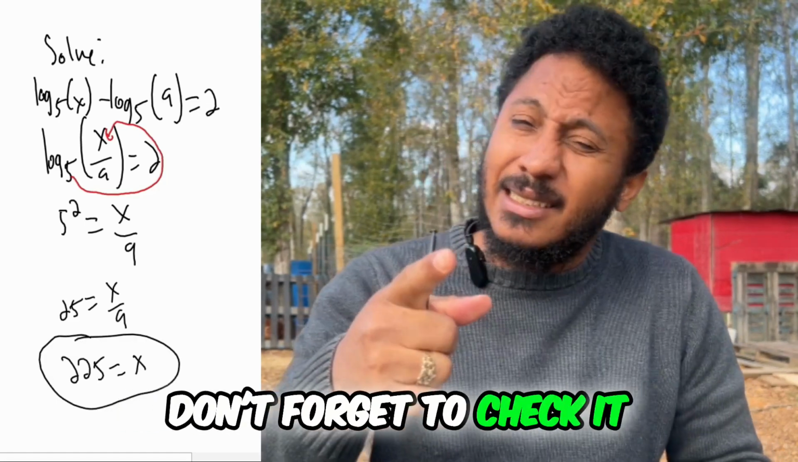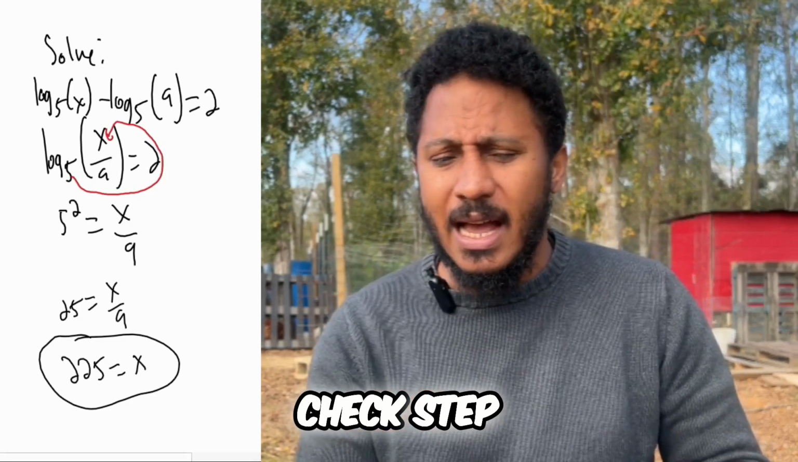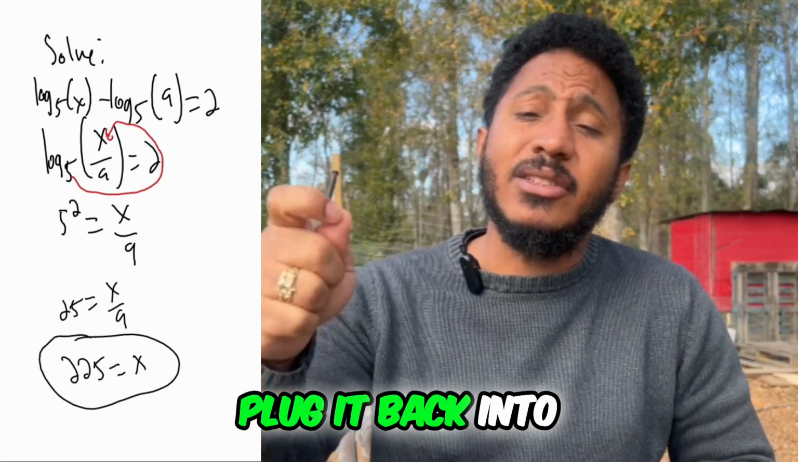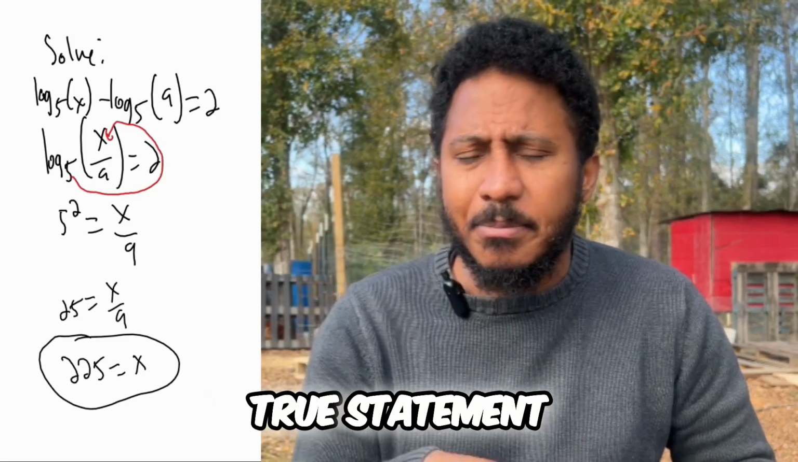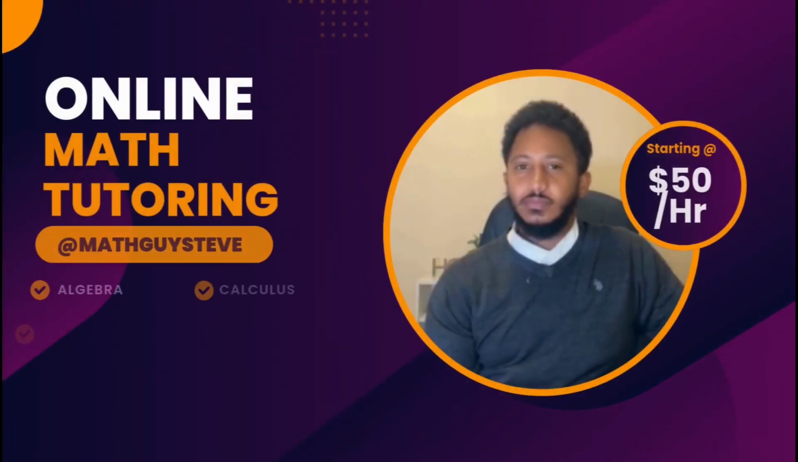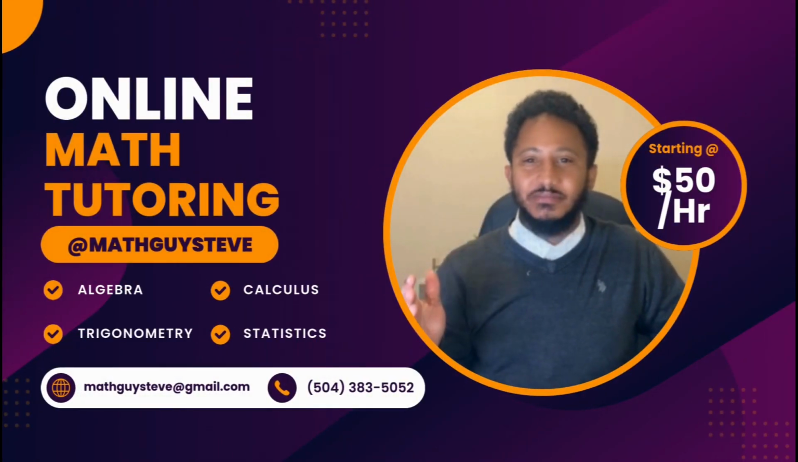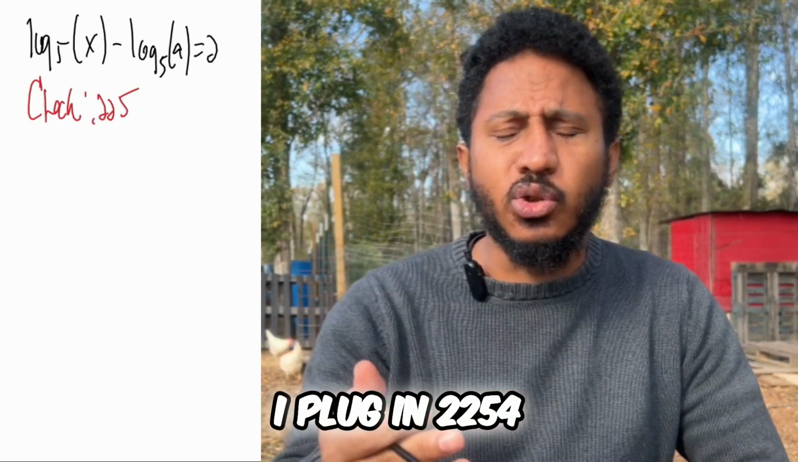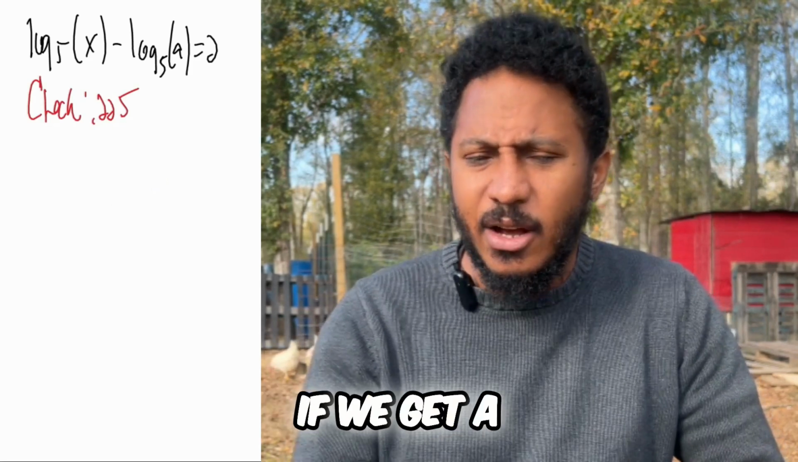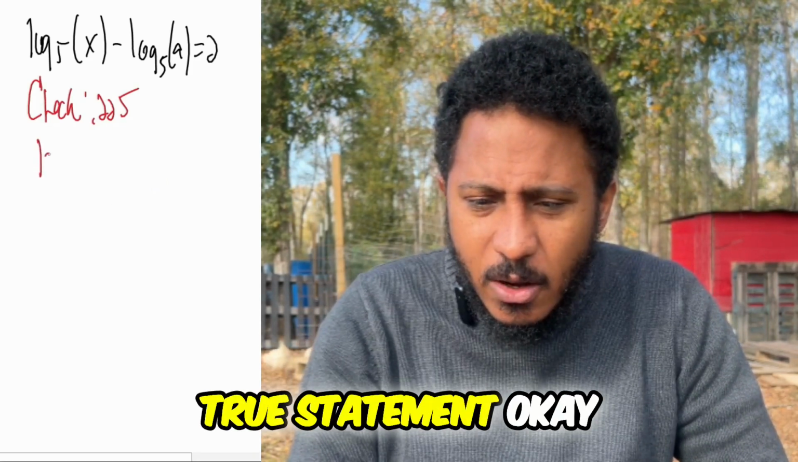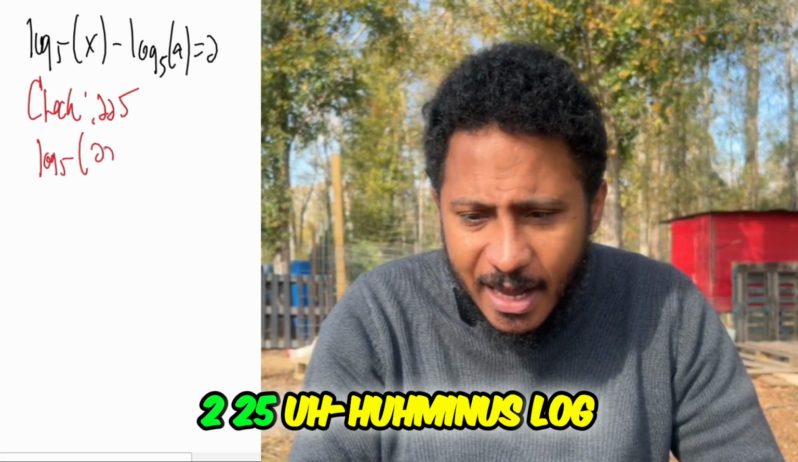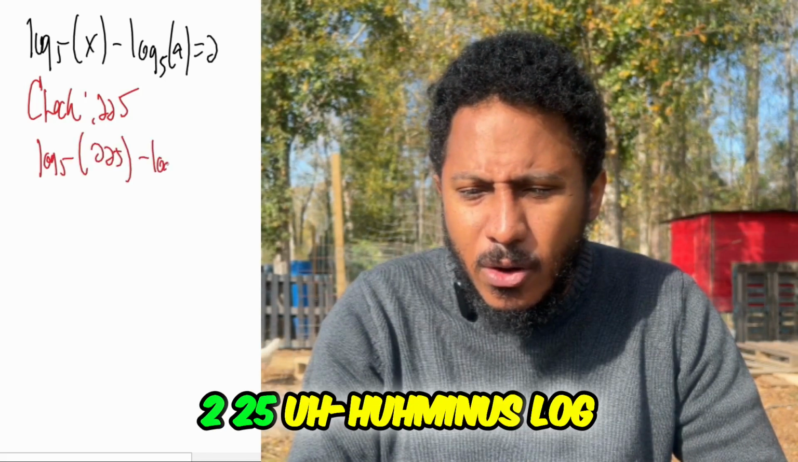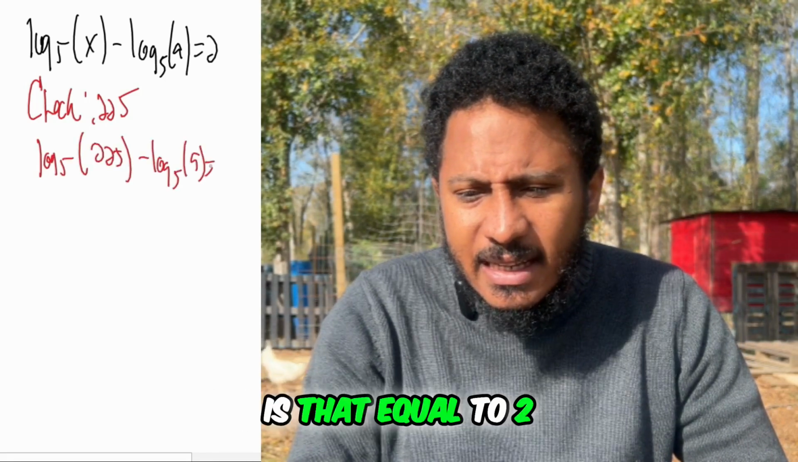Now, don't forget to check it. Nike step, check step. How do we check to make sure? Plug it back into the original and see if we get a true statement. Let's try it. So if I plug in 225 for x, let's see if we get a true statement. That would be log base 5 of 225 minus log base 5 of 9. Is that equal to 2?